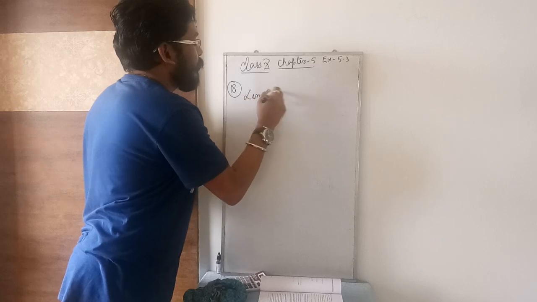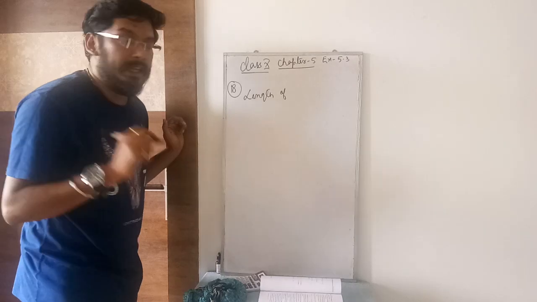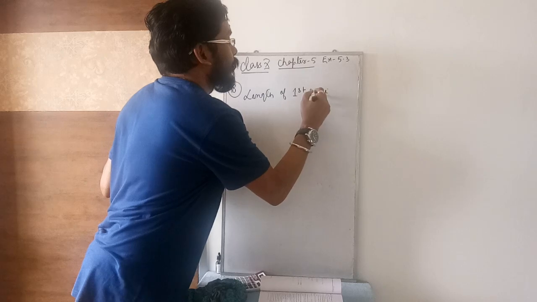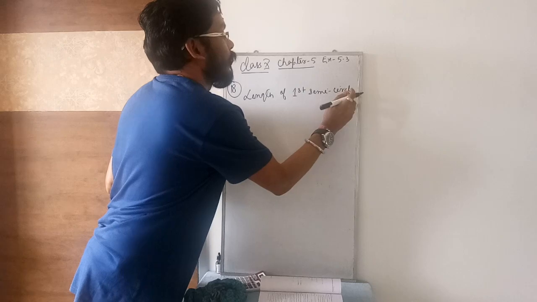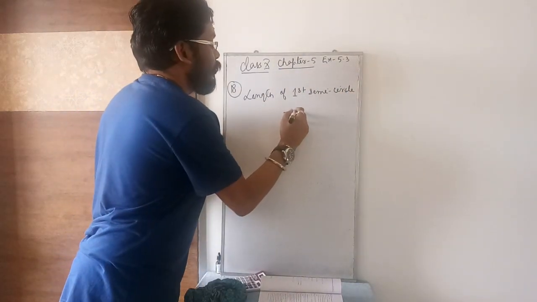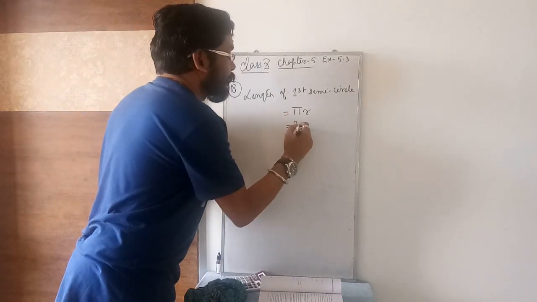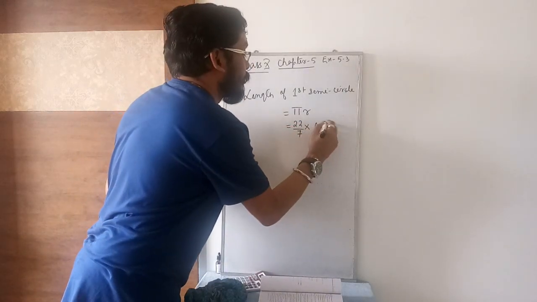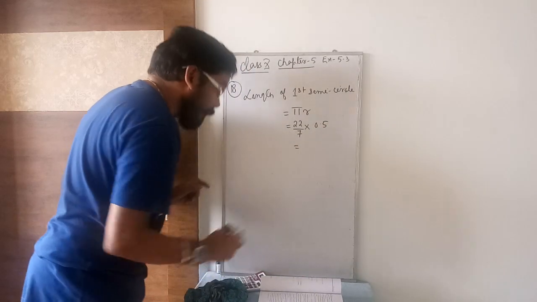Why am I finding the length of the first semicircle? Because the length of the first semicircle will work as the value for A. Length means circumference. So the length of the first semicircle will be pi r. Pi value they have said is 22/7, and the first radius is 0.5. So it is 22 into 0.5, which will be 11/7.